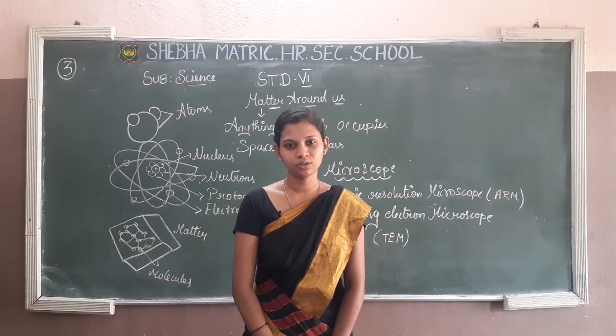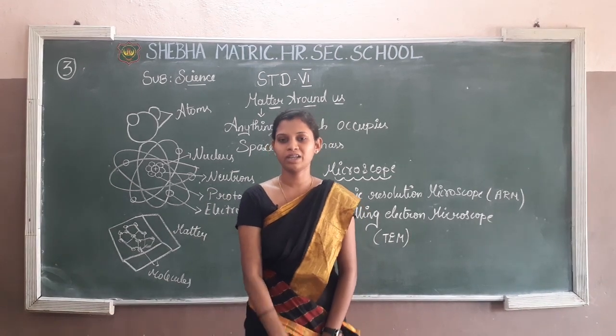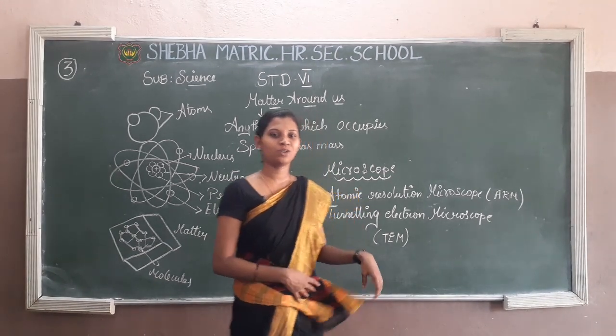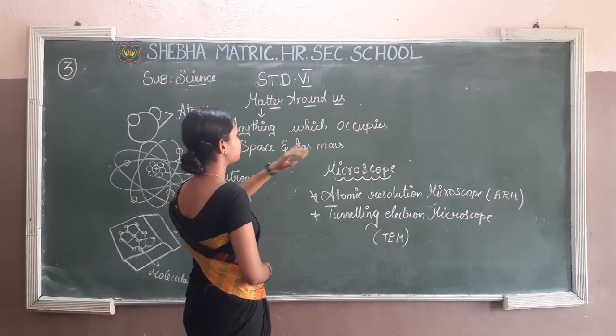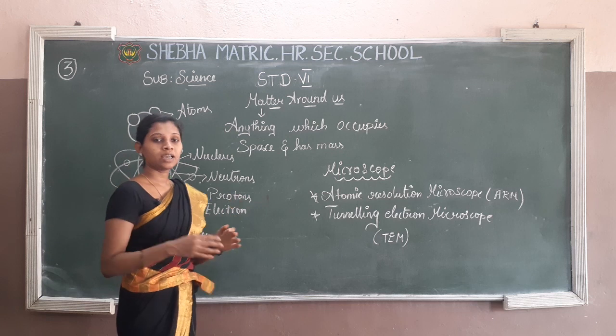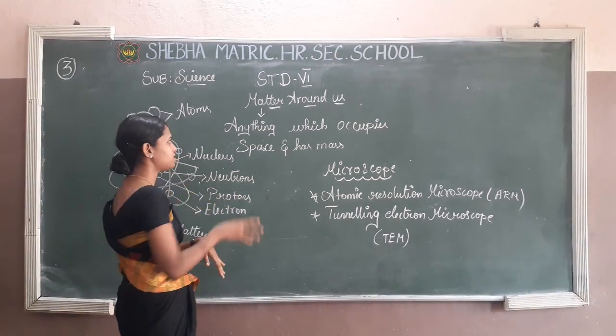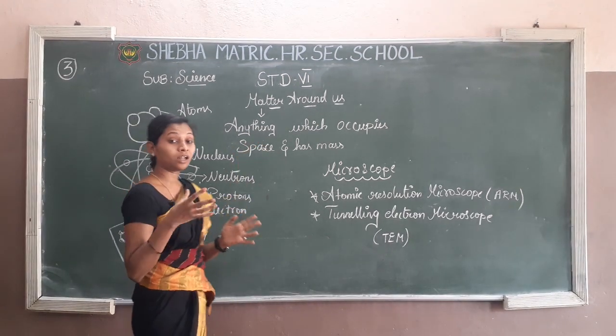Now we go to the third lesson. Our third lesson is matter around us. What is matter around us? Matter means anything which occupies space and has mass. That means if something occupies space, that is matter. Okay, that is matter around us.